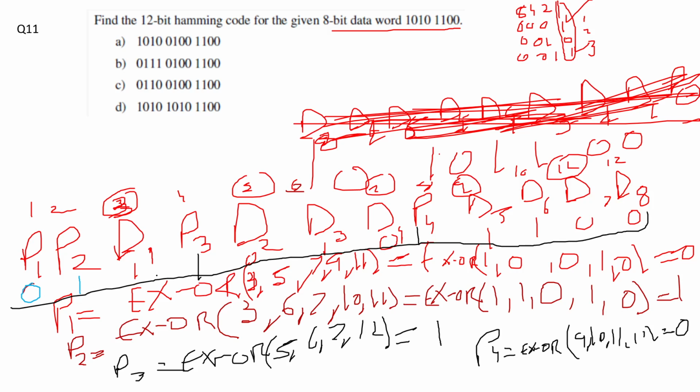So this thing, 0 1 0 1 and 1 1 0 0. So option B is my correct answer. I wrote it in a slightly shabby manner, but I think you got an idea.